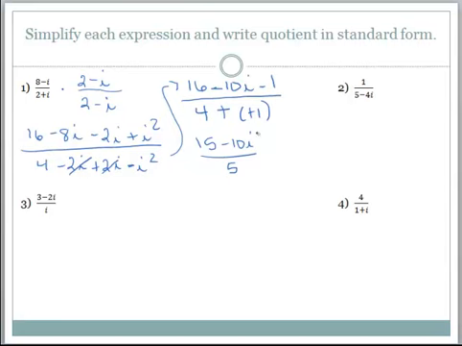Now we just need to split this into real and imaginary. So we have 15 over 5 minus 10i over 5, which will reduce to 15 over 5 is 3, 10i over 5 is 2i.